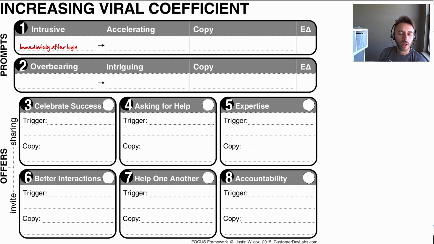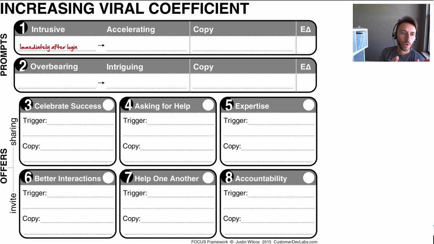I'll talk about all of these first. So first we're going to come up with an intrusive one. Then we're going to replace that with an accelerating one. What's an accelerating prompt? Then we're going to write down what's the copy. So this is the first phase, when do these prompts come up? And then the copy is what text is going to accompany this prompt. And then we'll worry about the emotional delta later.